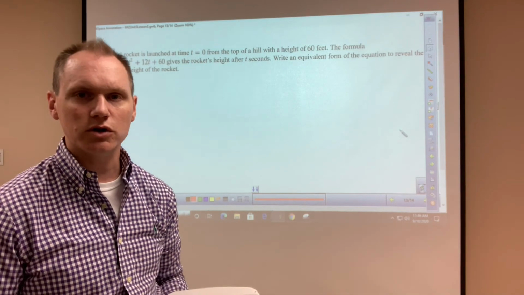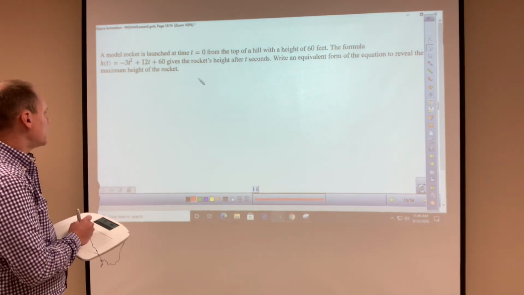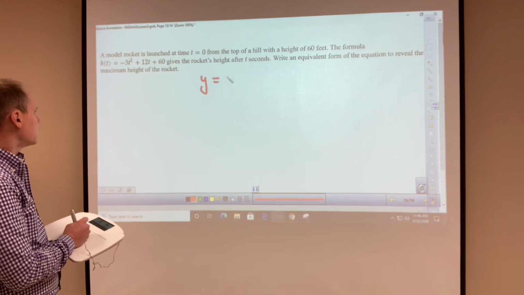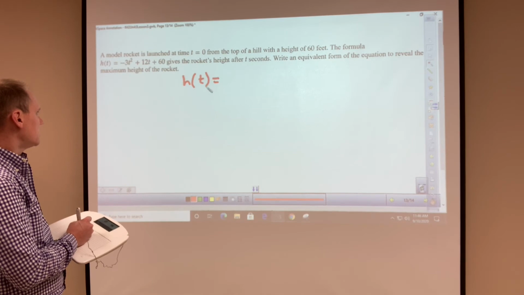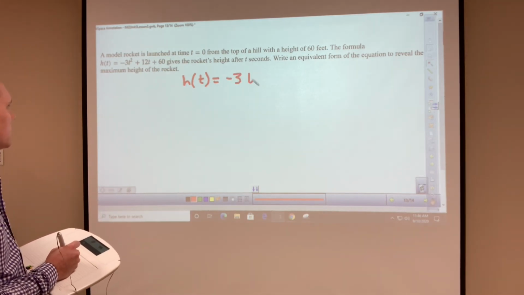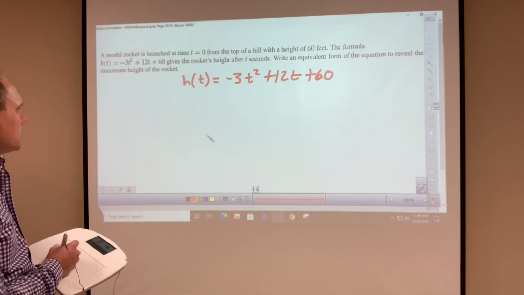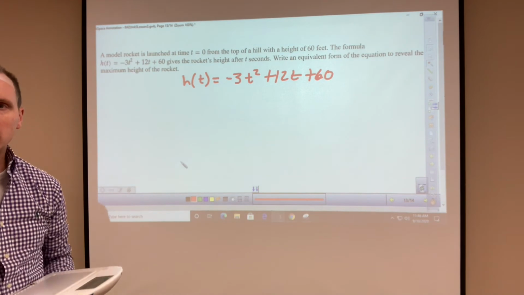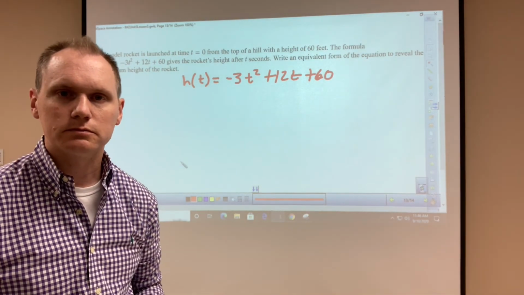So we want the vertex of this situation, this quadratic. So what we want to do is complete the square. We're going to start with, and you can use y if you want to for now and then convert to h of t later, or you can just use h of t. Either way, you have negative 3t squared plus 12t plus 60. Take a minute and attempt to convert this to vertex form.